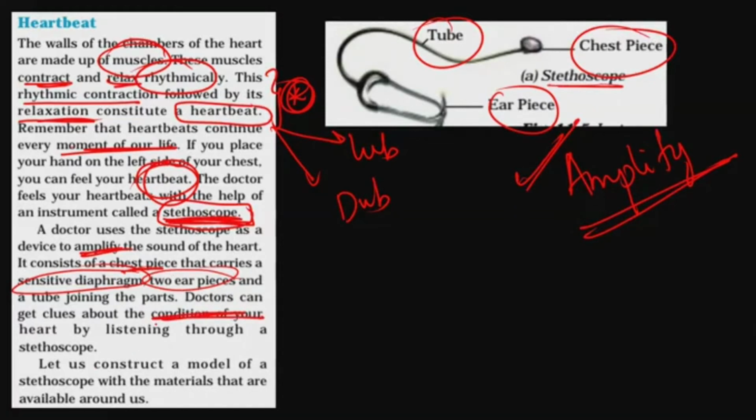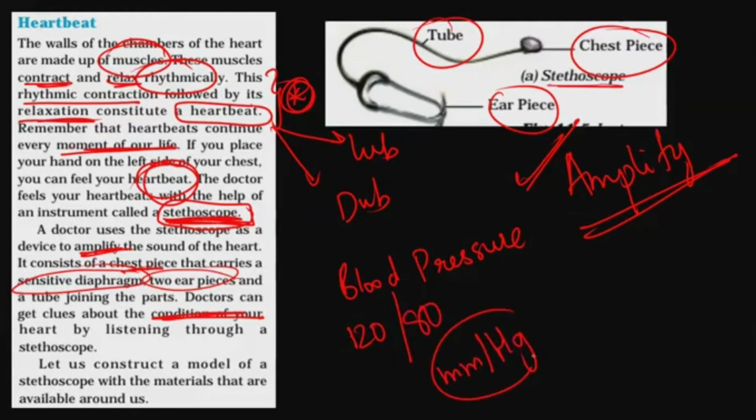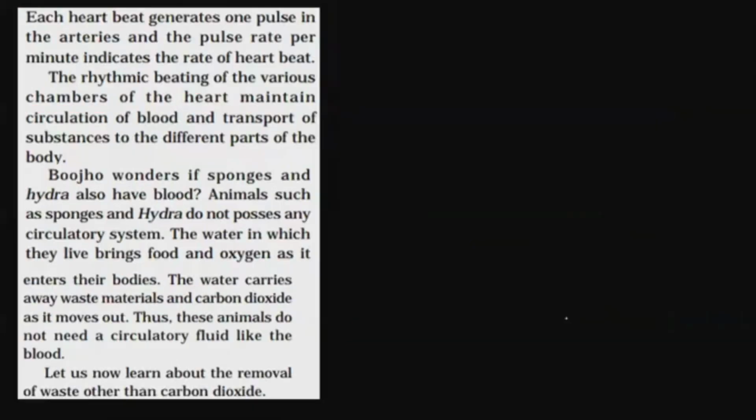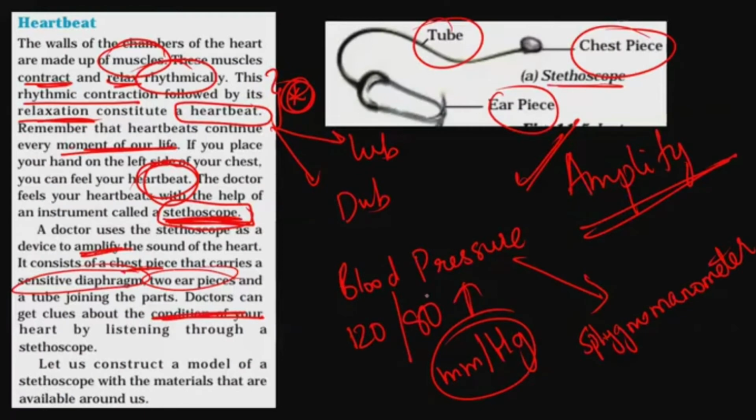Okay? And one more thing, blood pressure. Normal blood pressure is 120 by 80. That is mm of Hg. This is a unit to measure blood pressure. And the instrument, sphygmomanometer. Sphygmomanometer measures blood pressure, whereas to check your heartbeat, it is your stethoscope. So please don't get confused, as this can come for MCQ.